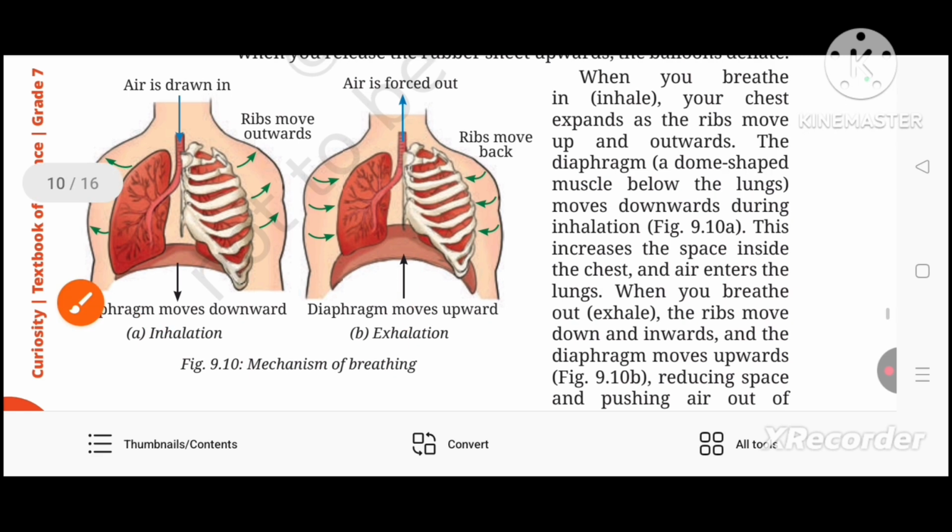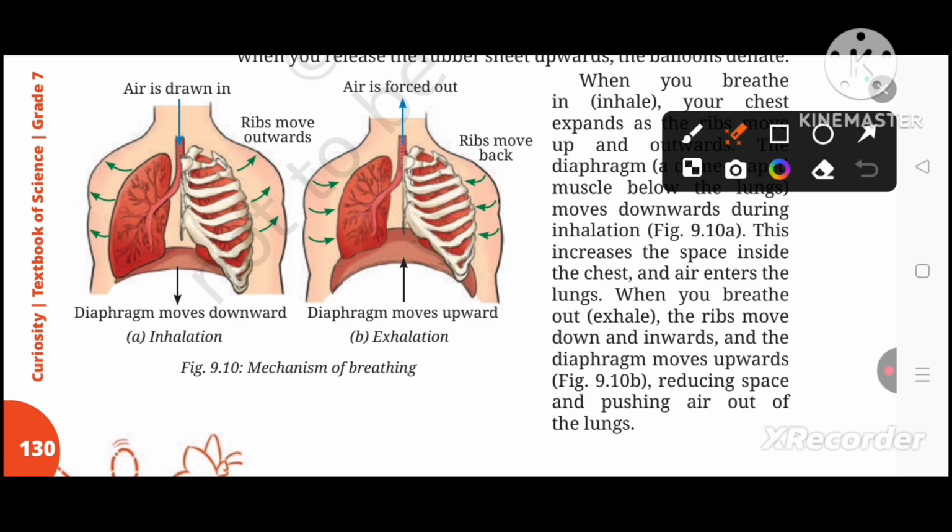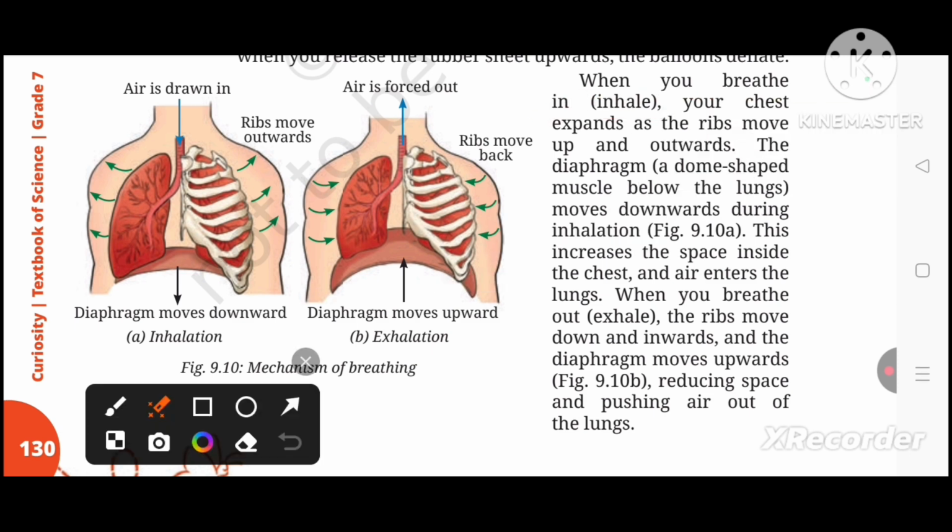When you breathe or inhale, your chest expands and the ribs move up and outward. The diaphragm, a dome-shaped muscle below the lungs, moves downward during inhalation. This increases the space inside the chest and the air enters the lungs. When you breathe out, that is the exhale, the ribs move down and inwards, and the diaphragm moves upward, reducing the space and pushing the air out of the lungs.